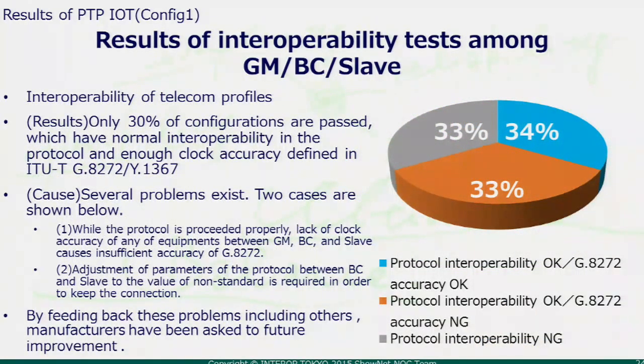About 30% of configuration of telecom profile was within the range of time accuracy regulated by ITU-T G.8272/Y.1367. Two major problems. Number one, although protocol works, the lack of time accuracy between Grandmaster Clock, boundary clock, and slave could make the accuracy of G.8272 low. We couldn't connect boundary clock with slave without adjustment of the protocol parameter to be out of standard. We reported the results of our experiments to the makers for improvement.